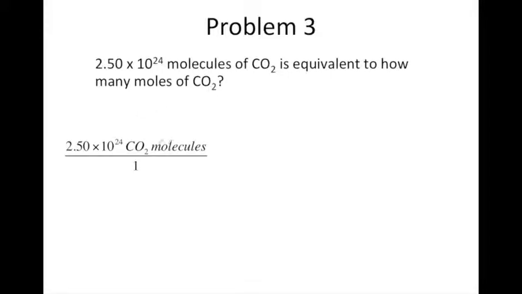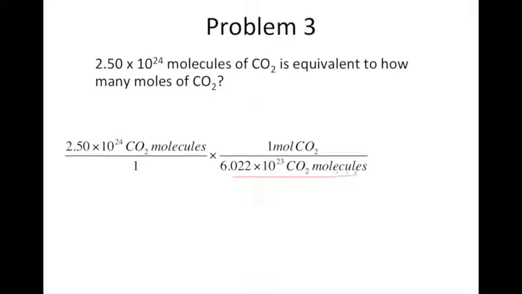So we start out with what we're given. We have 2.50 times 10 to the 24th carbon dioxide molecules. We want to use a conversion factor where we have molecules on the bottom. 1 mole of carbon dioxide is equivalent to 6.022 times 10 to the 23rd carbon dioxide molecules. We want the molecules on the bottom, moles on the top, because that's what we're solving for. And we divide in this case, solving for 3 sig figs, we get 4.15 moles of carbon dioxide.